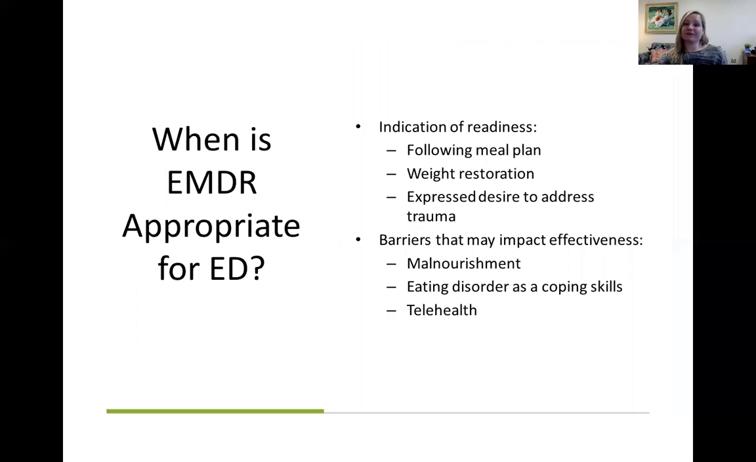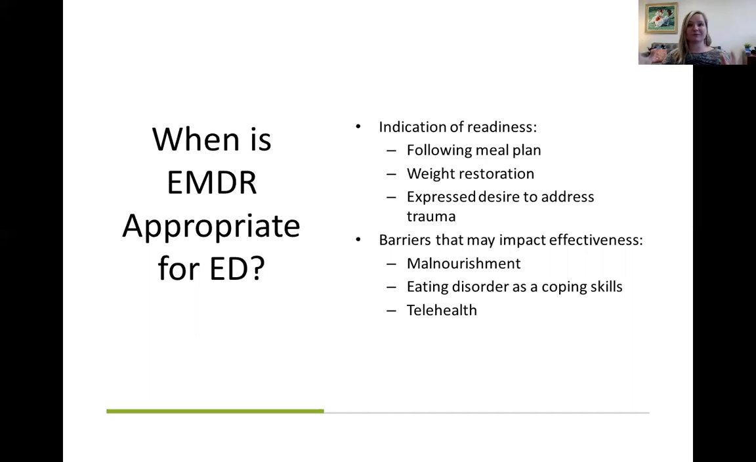So when is EMDR appropriate? I have found that when they're following their meal plan, or at least showing a willingness to follow a meal plan, they're doing intuitive eating, that it's helpful. If they are weight restored and they have a desire to address the trauma, that's a good time to do it.